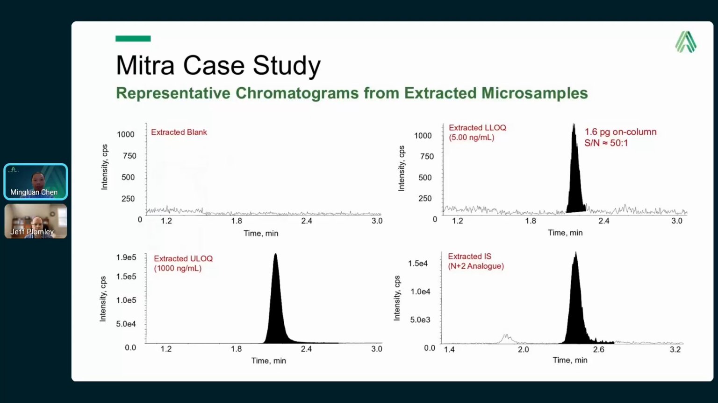This representative chromatogram shows the method performance, including the extracted blank, the LOQ at 5 nanogram per ml, the ULOQ at 1,000 nanogram per ml, and the internal standard. The peaks display consistent retention times and peak shapes across the calibration range, with a clean background in the extracted blank samples. The extracted LOQ corresponds to 1.6 picogram of Formiversen loaded on the column, with a signal-to-noise ratio of 50:1.